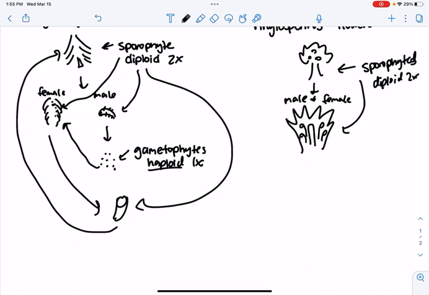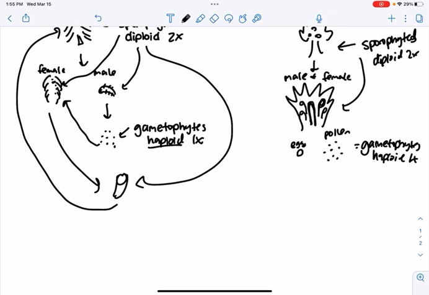Now, the structures in this flower that are producing the pollen and the eggs, the stamen, which is the male part here, and the female part here, are going to produce the eggs and the pollen, just like on the cone side. And again, the eggs and the pollen are gametophytes. And they are haploid again because they only have one copy of the chromosomes.